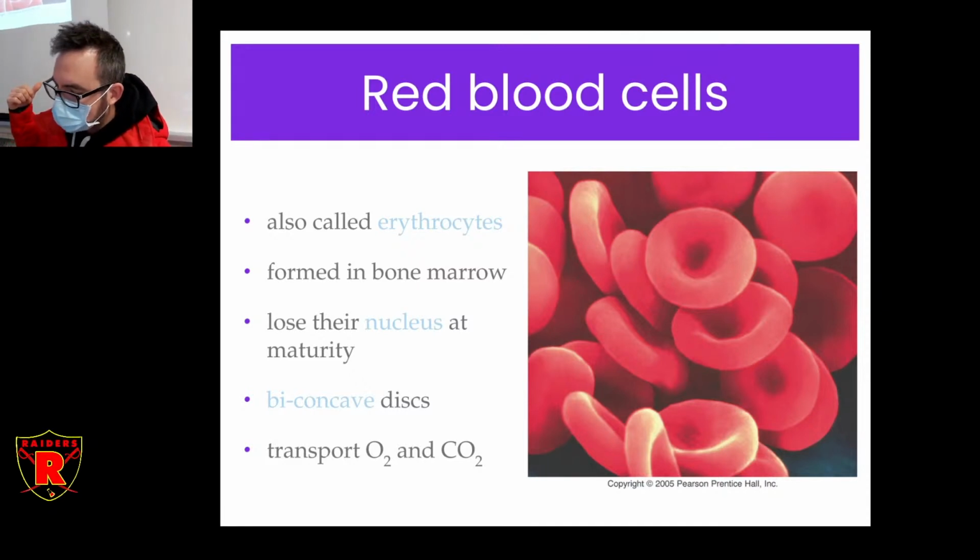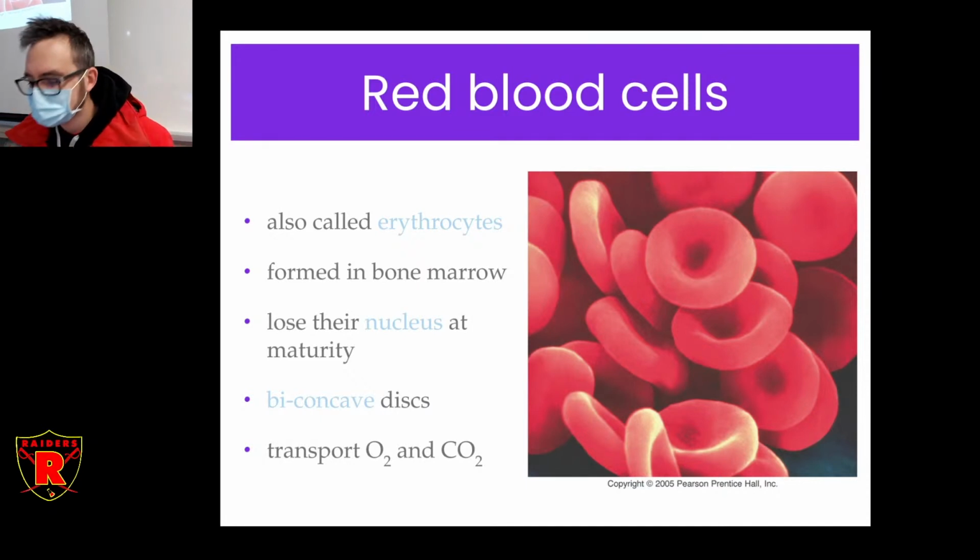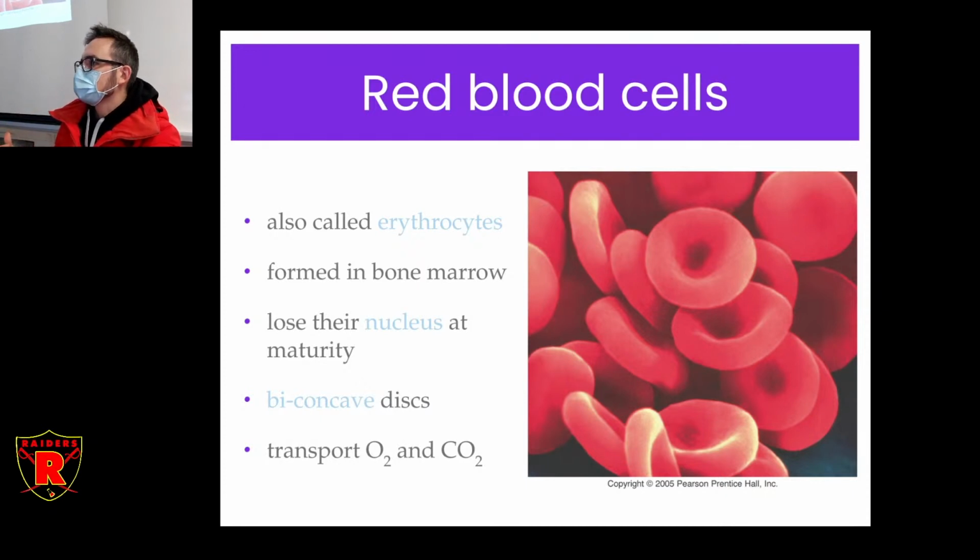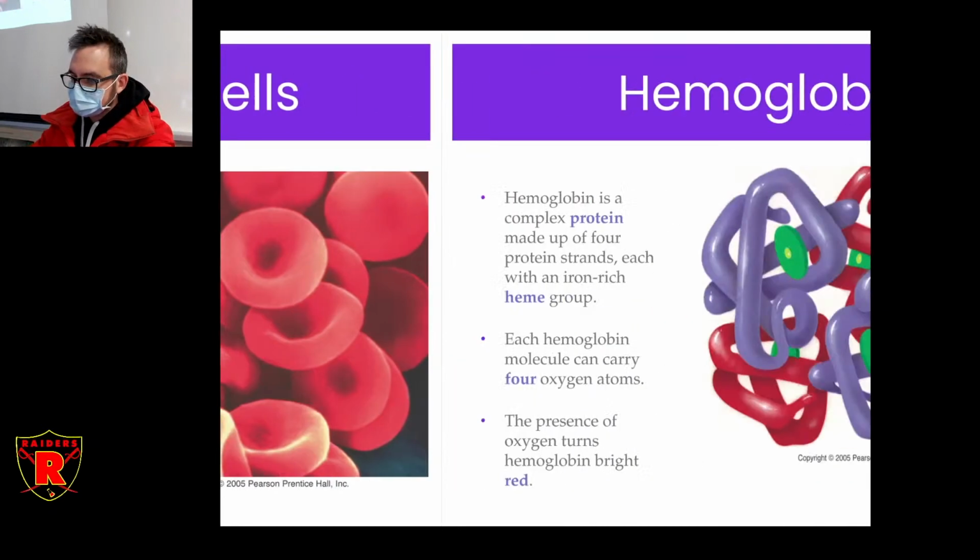So that shape is called a biconcave disc, by the way. It's a disc and it's concave on both sides. The primary function of these guys is gas transport. They bind very strongly to O2, so they're great at transporting O2 because of hemoglobin, which we'll talk about in 2 seconds. They also have a weaker affinity for CO2, so they can transport CO2 as well. The CO2 will dissolve into your blood, and then the red blood cells will grab it out of the blood because they have a fairly high affinity for CO2.